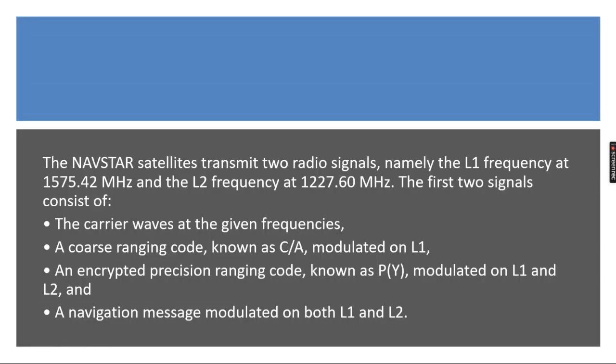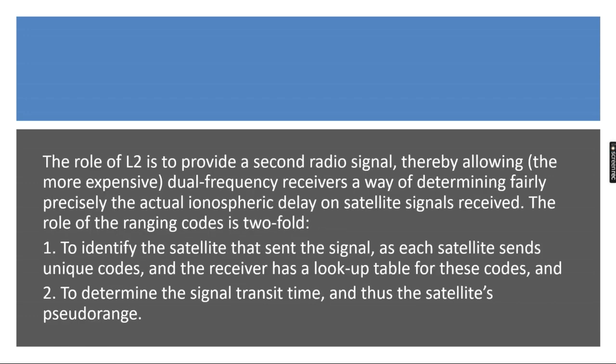Now, the Navstar satellite transmits 2 radio signals, namely L1 frequency at 1500 megahertz and L2 at a frequency of more than 1200 megahertz. The first 2 signals consist of carrier waves at the given frequency, a coarse ranging code known as the CA modulated at L1, and an encrypted precision ranging code. It is modulated on L1 and L2, and the navigation message is modulated on both L1 and L2.